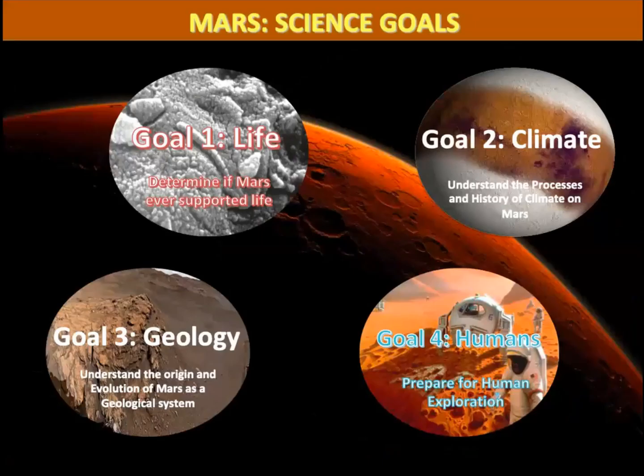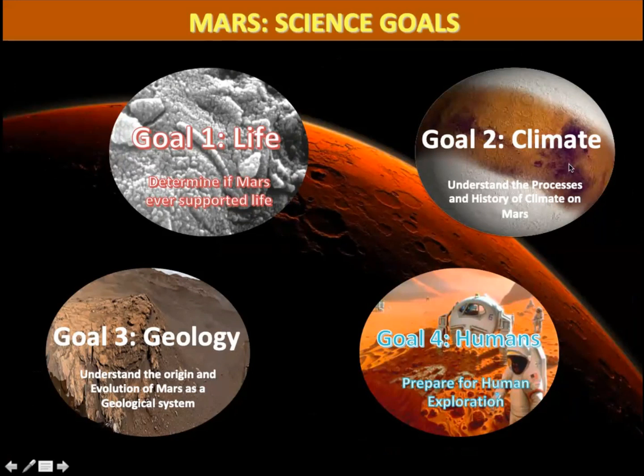Okay, so now moving to the major science goals of Mars. One important aspect is regarding life. If you are talking about life, scientists are not looking for a complex life form like us. They are looking for any primitive life form, like unicellular or a very simple life form, in order to determine whether Mars has ever supported life in its evolutionary history.